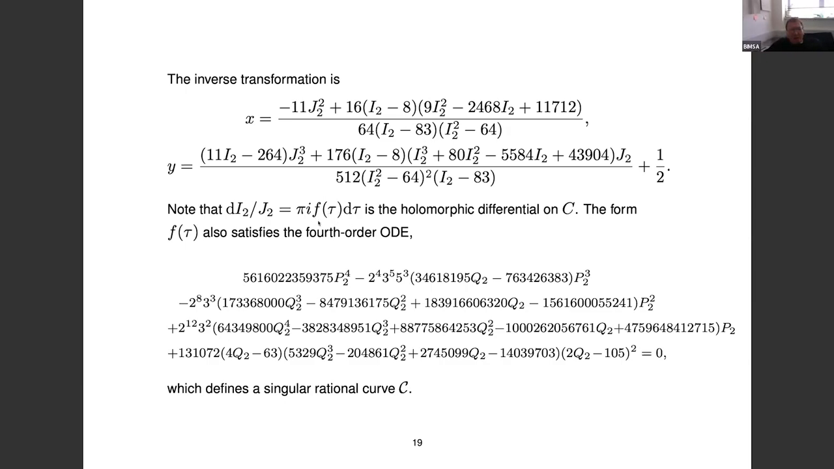the same modular form f of tau also satisfies a fourth order ODE, which is written here. You see, it's quite huge, even in terms of the invariants. It's quite a complicated expression with integer coefficients. U2 and P2 are GL2R differential invariants. And this curve is rational. It's a singular rational curve. As I said, in all examples that we have, for all modular forms that we studied, the fourth order ODE always gives something rational, a rational algebraic curve, right?